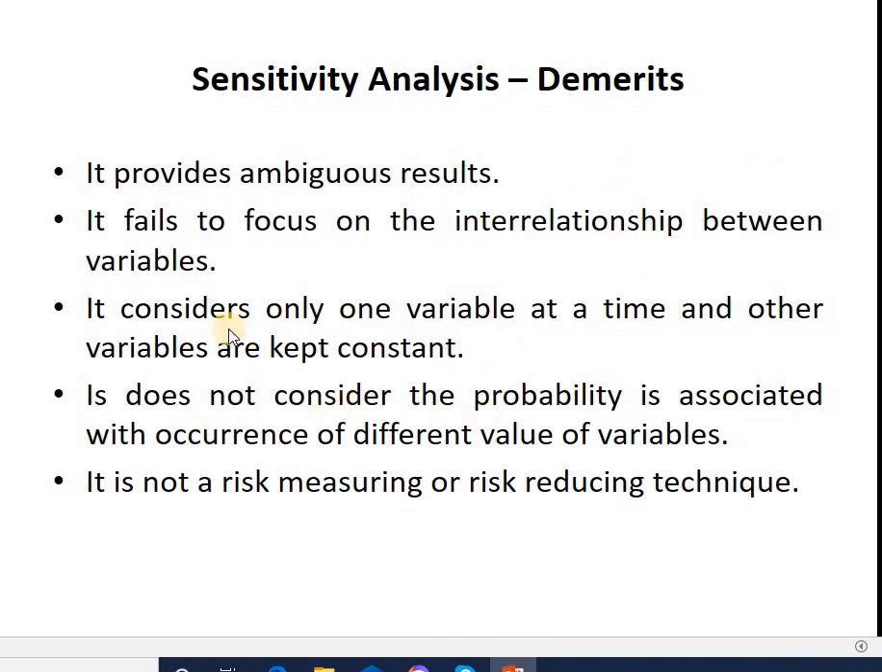The demerit of sensitivity analysis is that it provides ambiguous results. The results may not be clear. It fails to focus on the interrelationship between variables. We are not concentrating on the relationship between variables. We are just identifying the variables and finding the sensitivity of each variable. We are taking one variable at a time, and we are not establishing the relationship between variables. That means, what is the relationship between cash inflow and the project life, or cash inflow and cash outflow? We are not establishing the relationship here.